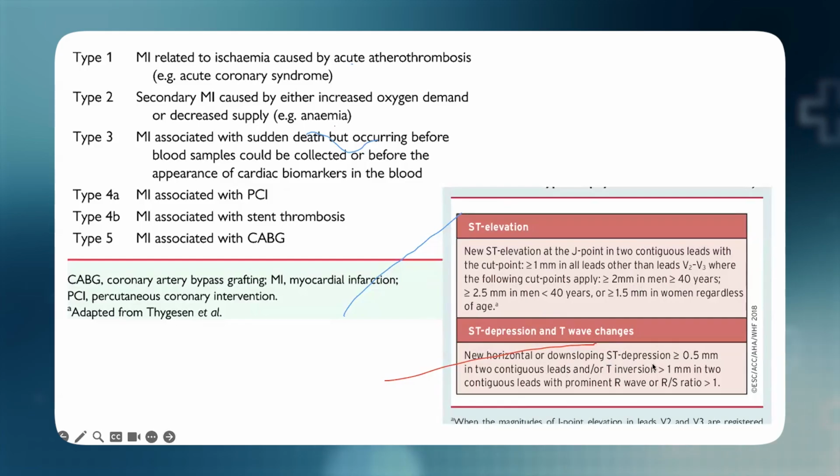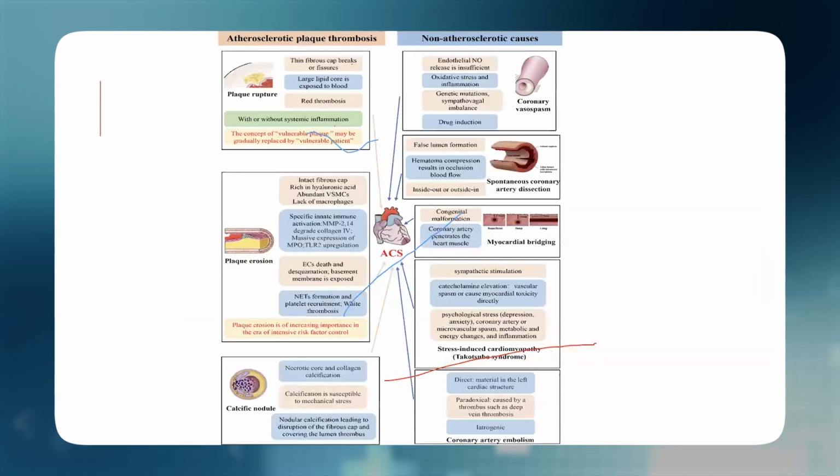ST depression: new horizontal ST depression of more than 0.5 millimeter in two contiguous leads, or T inversion of more than 1 millimeter in two contiguous leads with a prominent R wave or R/S ratio of more than 1.